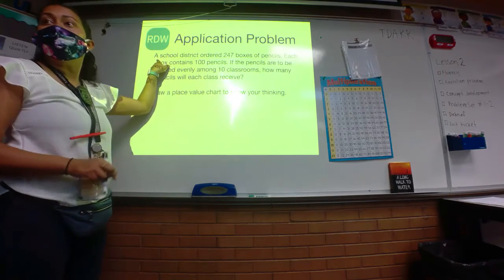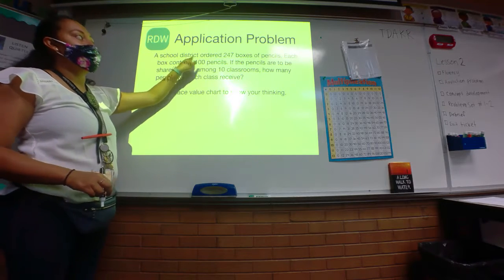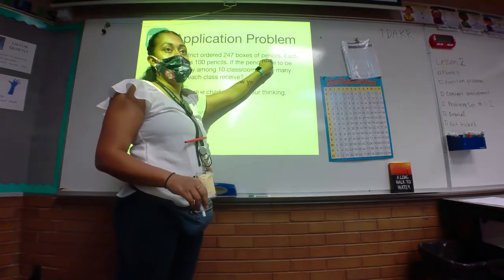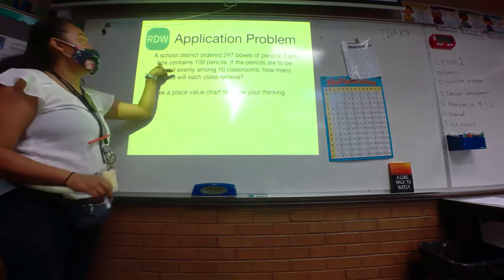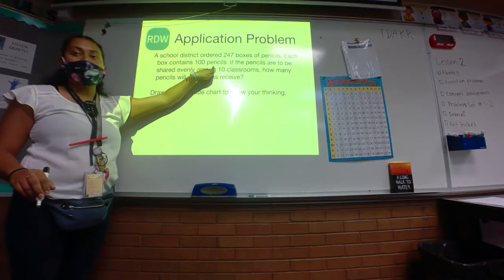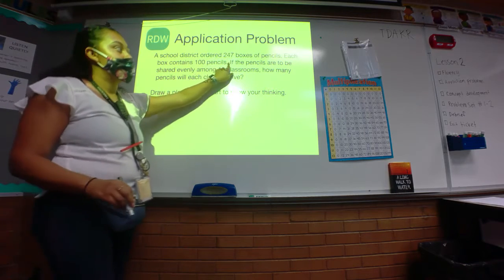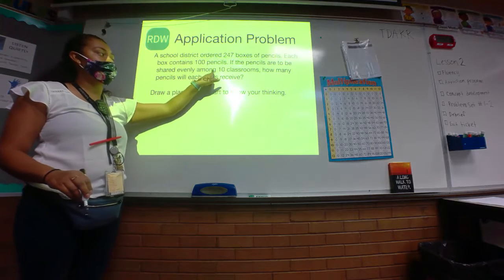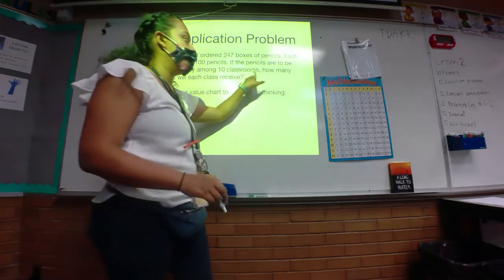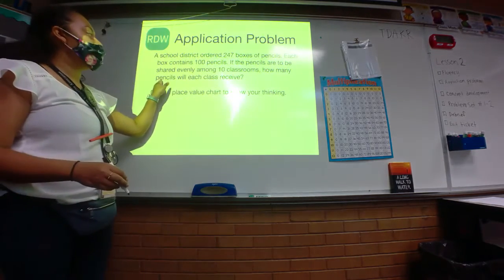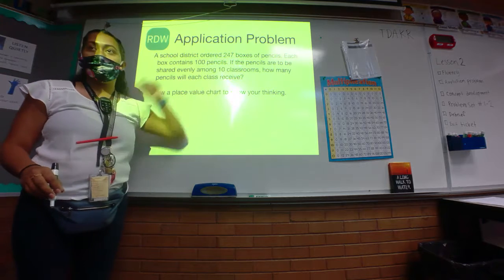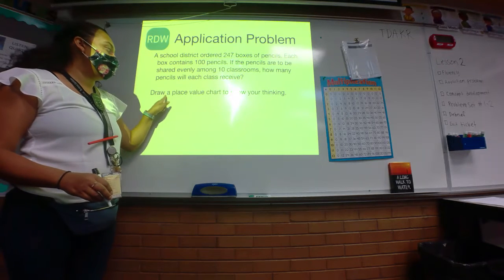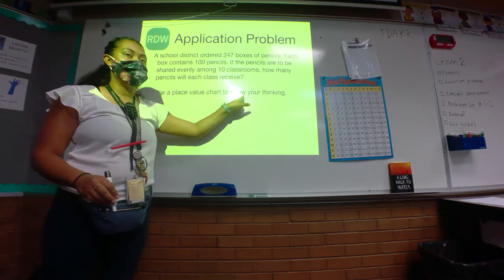Okay, I'm going to read it and then we are going to read it together. Ready? Eyes up here. A school district ordered 247 boxes of pencils. Each box contains 100 pencils. If the pencils are to be shared evenly among 10 classrooms, how many pencils will each class receive? Well, it depends on how many students. Draw a place value chart to show your thinking.